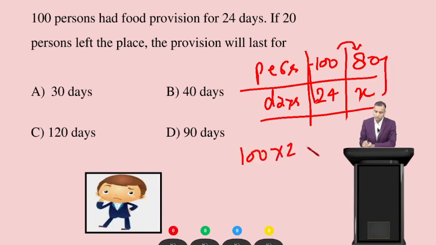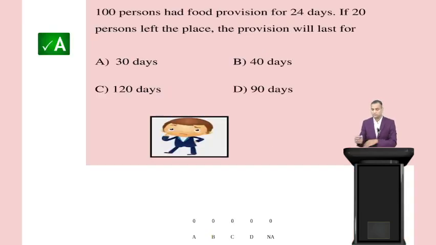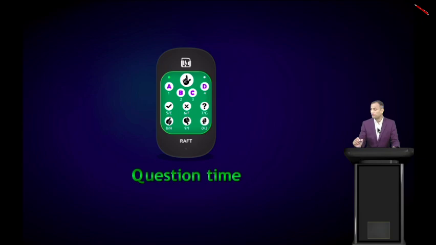So 100 into 24 equals x into 80. Now you can find the value of x, and it can be written as 100 into 24 upon 80. So you can cancel out 0 by 0, then 8 3s are 24, and then your answer is 30. So what is the correct answer? Yes, it is A. Okay, so this is how you can find the value.